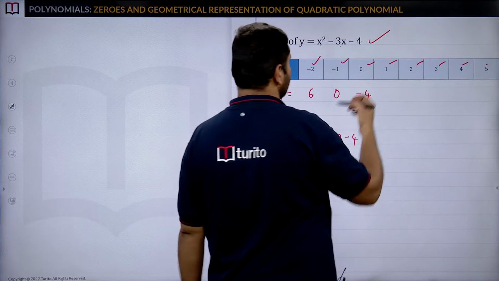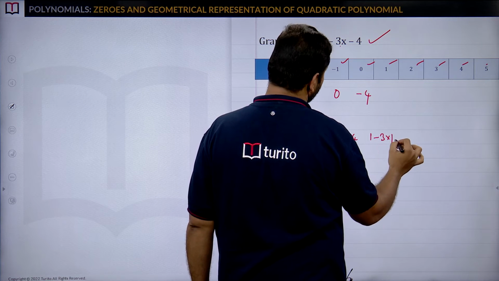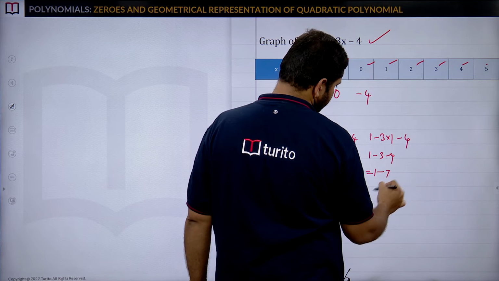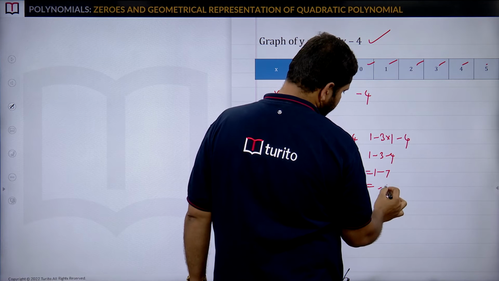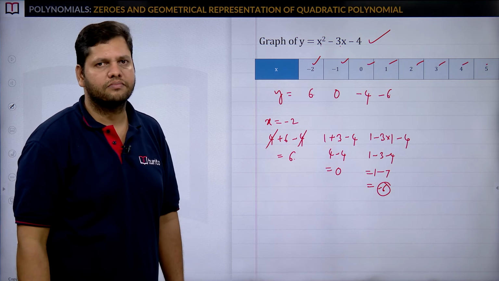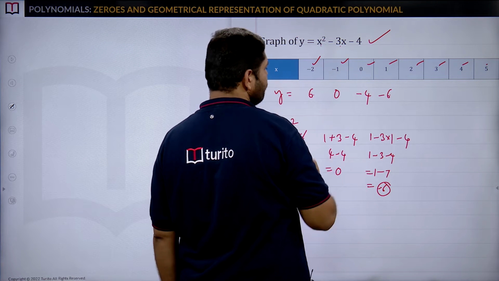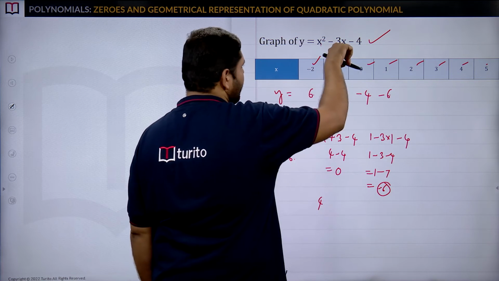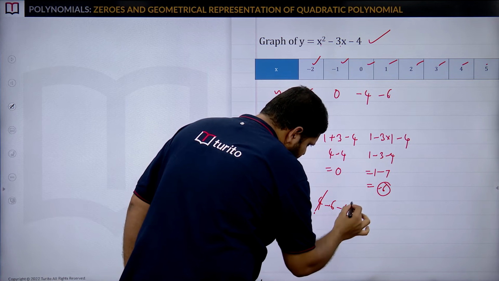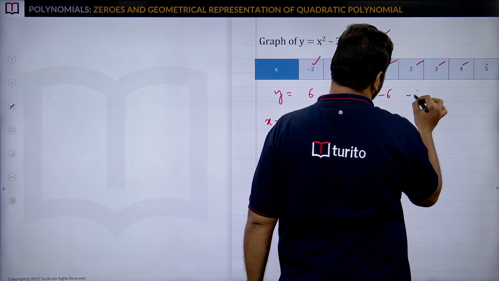Next, x is equal to 1. This is 1 square, value 1, and this is minus 3 into 1, and minus 4. This is 1 minus 3 minus 4, which is minus 6. Next one, x is 2. Substitute 2 here. 2 square value 4, and minus 3 into 2 is minus 6, and minus 4. So plus 4 minus 4 cancel, and the answer is minus 6.